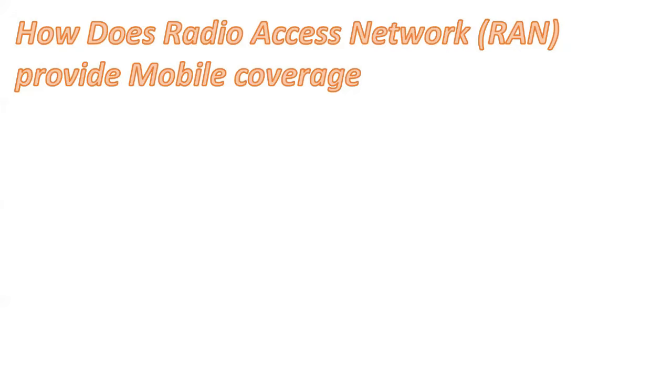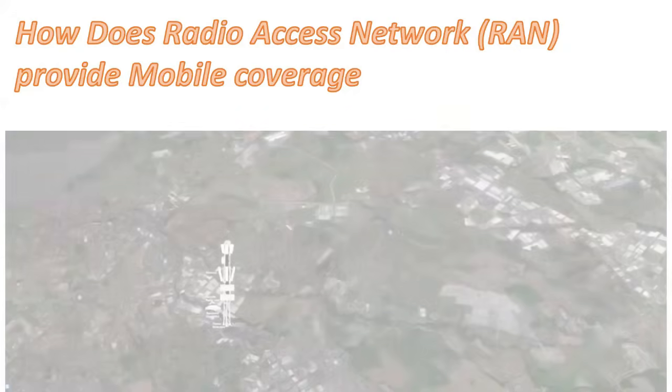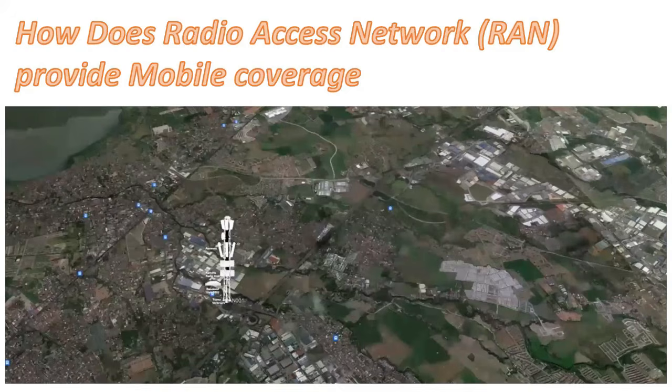So now the question comes, how does a radio access network provide the mobile coverage? This is a typical area where we want to have mobile coverage, meaning we want to have a signal in our telephone or mobile phones, right? So we need to build these kinds of structures. This is a typical example of an outdoor radio access network. When we power up this outdoor radio access network, it will give us the mobile coverage.